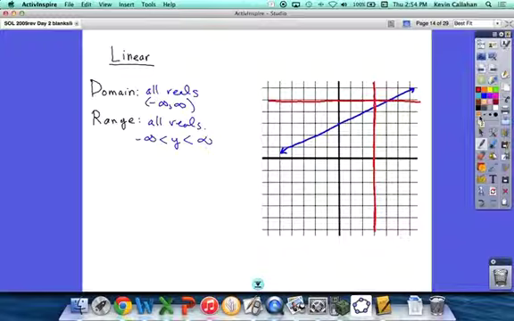Okay. So which one is this one? That's the horizontal line, right? It has a slope of 0. Not undefined. 0 is not undefined. 0 is a good number. It's right in between the negatives and the positives, right?